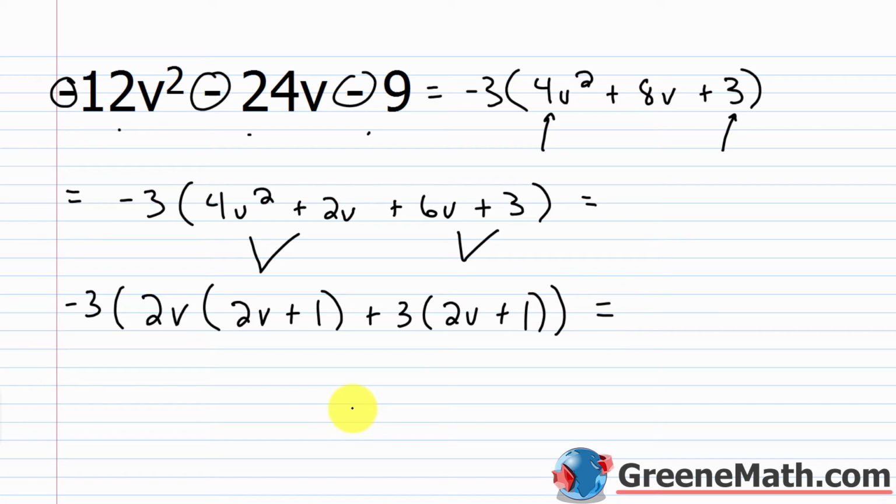And then if I factor out the common binomial factor here, that's 2v plus 1. What am I going to have? I'll have a negative 3 out in front, and then I'll have 2v plus 1 multiplied by 2v plus 3. So there's my answer. Negative 3 times 2v plus 1 times 2v plus 3. And again, you can check it. In the interest of time, we still have a lot to cover. I'm not going to check it. But just use FOIL for this, and then multiply by negative 3, and you should get negative 12v squared minus 24v minus 9 back as your answer.